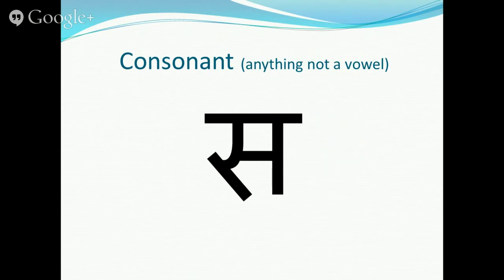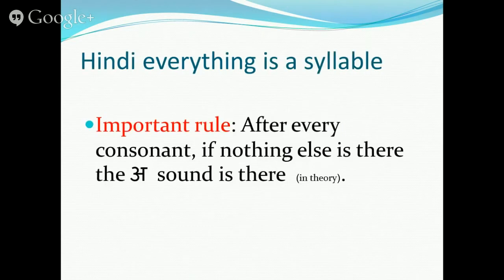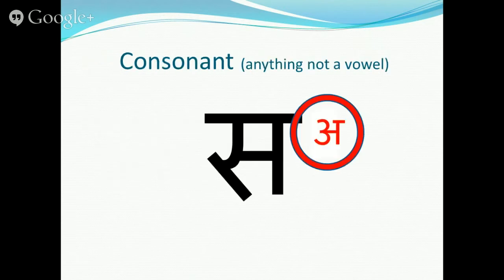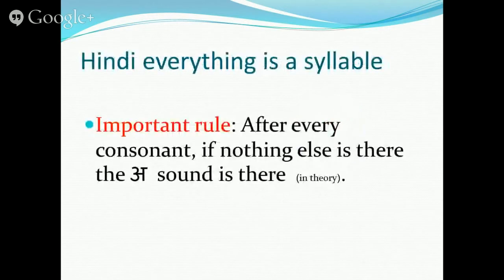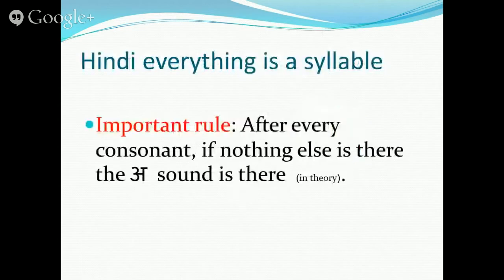So we said that if nothing else is there, 'a' by default is there. Sa. So this is actually sa. After every consonant, let's repeat, if nothing else is there, 'a' is there. Well, in theory, because there's exceptions. This is one of the sources of exceptions in Hindi reading. There's not many, but this is one. But in theory, after every consonant, 'a' is there if nothing else is there.